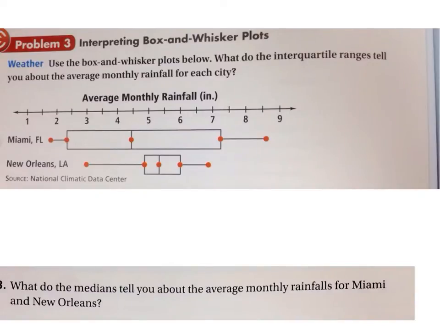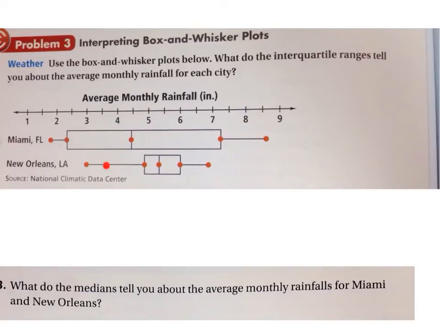Now let's interpret a box and whisker plot. What do the interquartile ranges tell you about the monthly average rainfall for each city? We've got Miami, Florida, and then we've got New Orleans. So when the box is big like this, what that means is it varies a lot. The rainfall does for Miami. But for New Orleans, you see the box is much smaller. It only goes from a little less than 5 to 6. So that doesn't change very much, which means there's not very much range in the amount of rainfall. It's probably around this every single time.